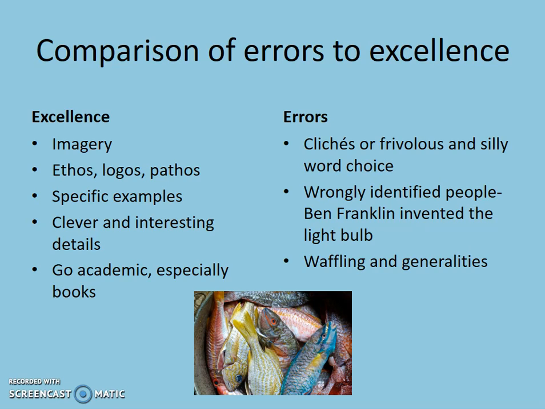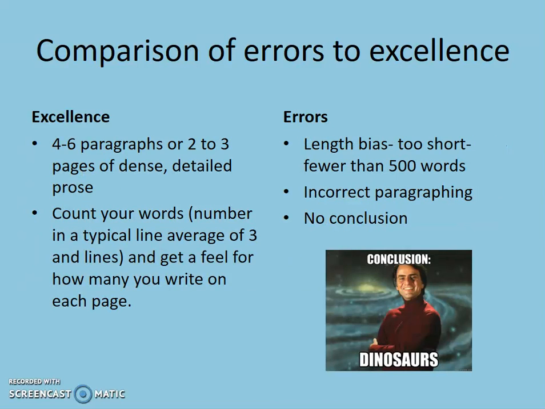All right, here's some more errors. So excellence: these are students who could include imagery or, as I mentioned, persuasive appeals, specific examples, clever, interesting details, or academic things. All right, you're in a history class, you just finished reading a huge book called The People's History of the United States. Not too many people cited it. That was a perfect thing that you could have used. Although I did see a few people used Seabiscuit. Avoid cliches. Make sure that you're identifying people correctly. And again, avoid generalities. All right, so excellence: 4 to 6 paragraphs, 2 to 3 pages of dense, detailed prose.